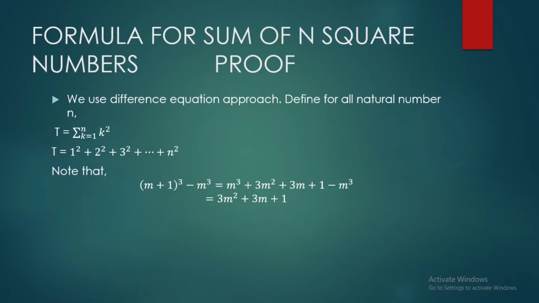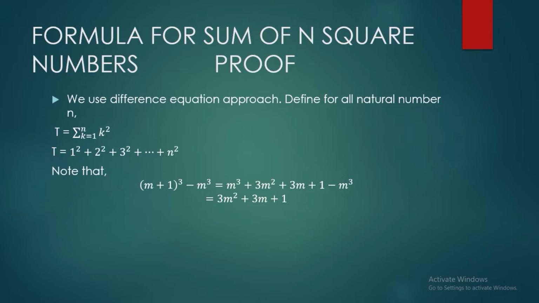So our main proof starts here. We use the difference equation approach. Define for all natural numbers n, t equals the sum from k equals 1 to n of k squared, which we can write as t equals 1 squared plus 2 squared plus 3 squared plus all the way up to n squared.